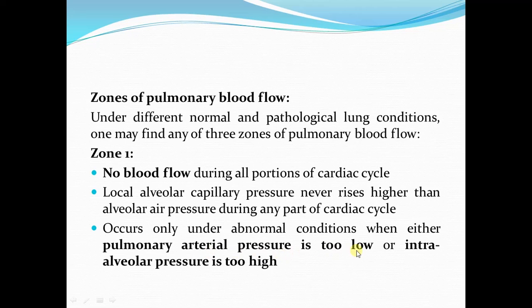Or zone 1 blood flow can also be present if someone is breathing against positive pressure ventilation. So breathing against positive pressure causes the alveolar pressure to become high, and an increase in alveolar pressure greater than the capillary pressure will cause zone 1 blood flow. Again, I am repeating that zone 1 blood flow is present only under abnormal conditions, and when it is present it is in the apex or the upper part of the lungs.